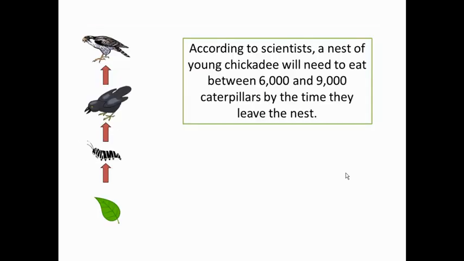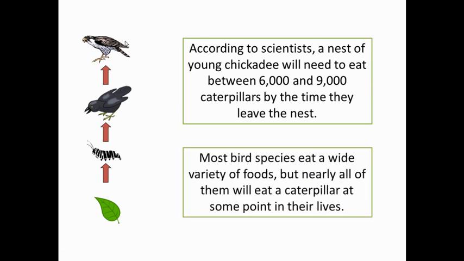Okay, so according to scientists, a nest of young chickadees will need to eat between 6,000 and 9,000 caterpillars by the time they leave the nest. You can see the food chain here. You've got a leaf going into the caterpillars being eaten by the chicks, and then the chicks being eaten by a bigger bird like a sparrowhawk. Most bird species eat a wide variety of foods, but nearly all of them will eat a caterpillar at some point in their lives.